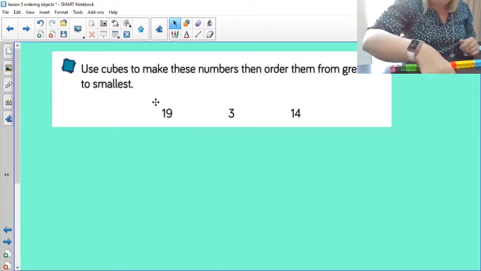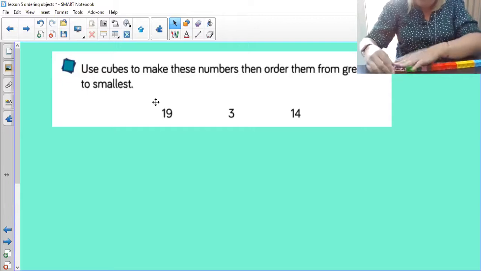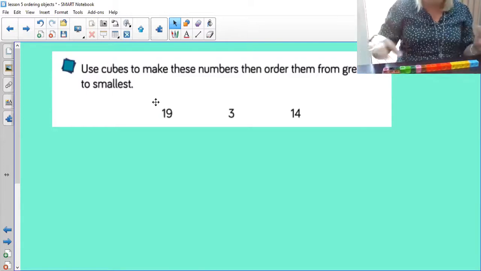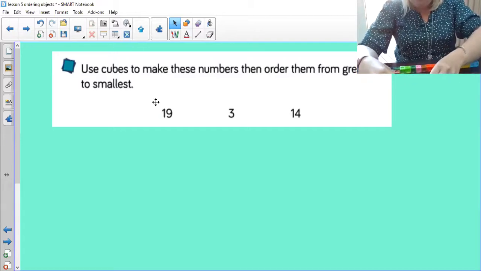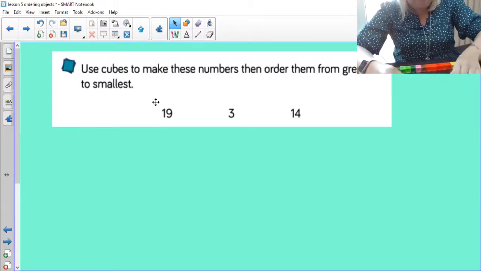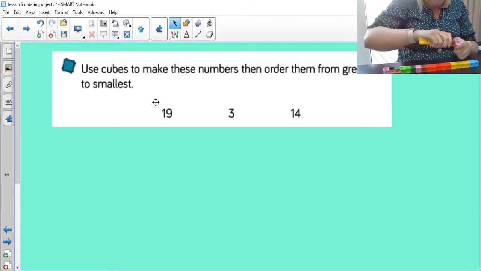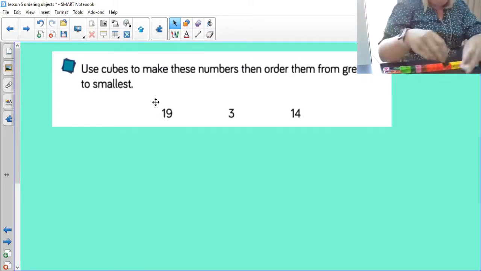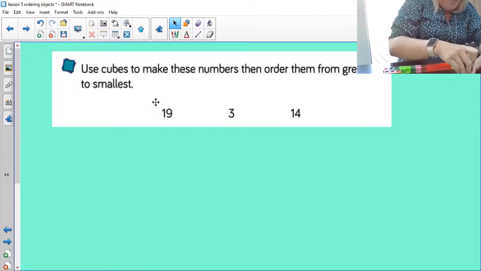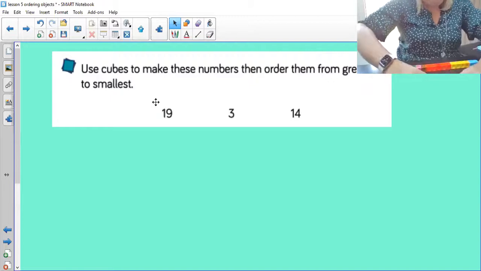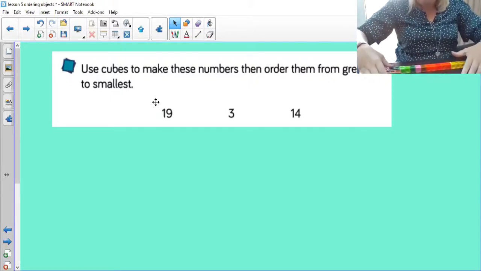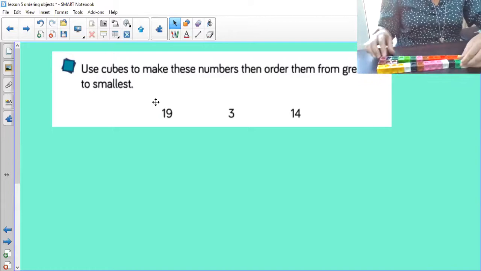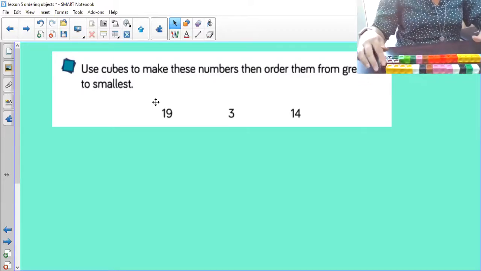Now I'm going to do 3 cubes. 1, 2, 3. I'm going to put them next to them, okay, so I can see. Already I know that 3 is smaller than my 19 just by looking at it. And then I need 14. 4, 5, 6, 7, 8, 9, 10, 11, 12, 13. One more makes 14, even if it did fall off. Okay, so I have 19. I have 3. And I have 14.